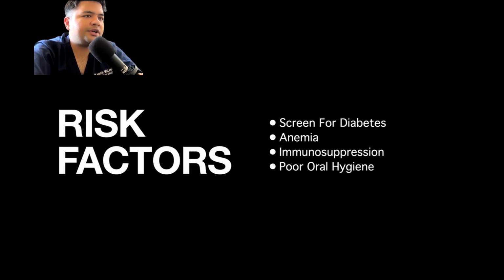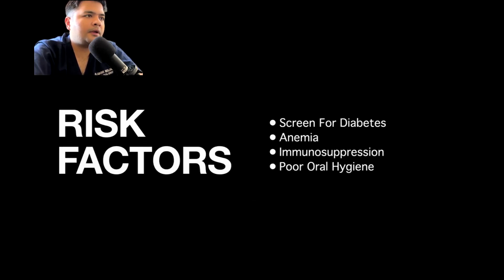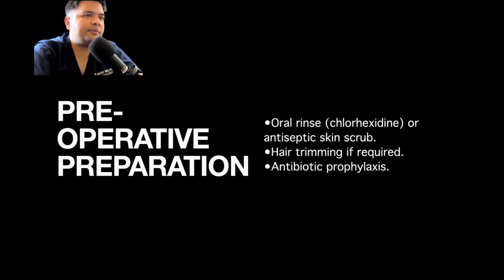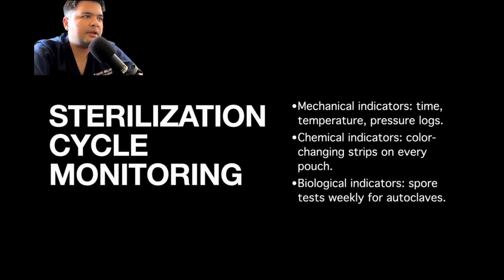So proper history needs to be taken before doing the preoperative preparation. We need to do an oral rinse of chlorhexidine or antiseptic skin scrub, hair trimming if required, antibiotic prophylaxis, and instrument sterilization. Use autoclaves with validation indicators, separate kits for each surgery, disposable where feasible, and sterilization cycle monitoring.